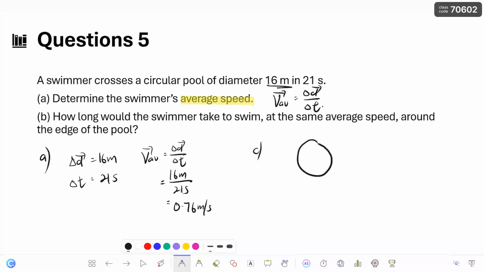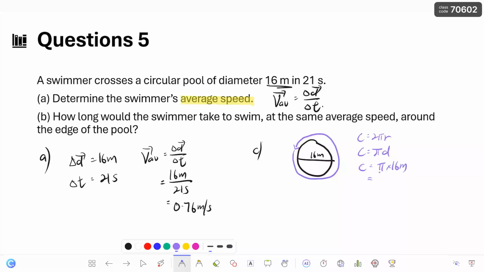So this is the circular pool, and we have a diameter of 60 meter. The question says that how long will it take if the swimmer travels at the same speed but around the edge of the pool. So this is what I wanted to find. So the first thing, we have to identify the circumference of the circle. So the circumference of a circle is 2 pi r, or in this case we are able to use pi d. So circumference is equal to pi times d, which is 60 meter.